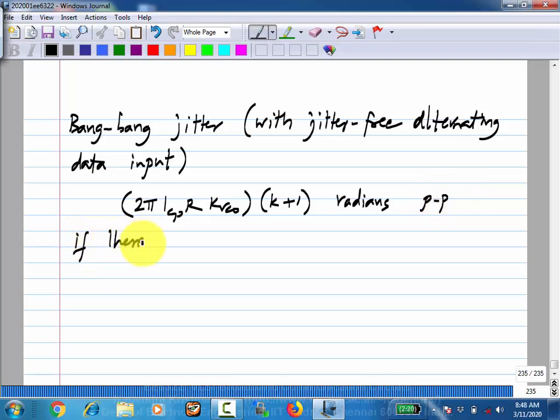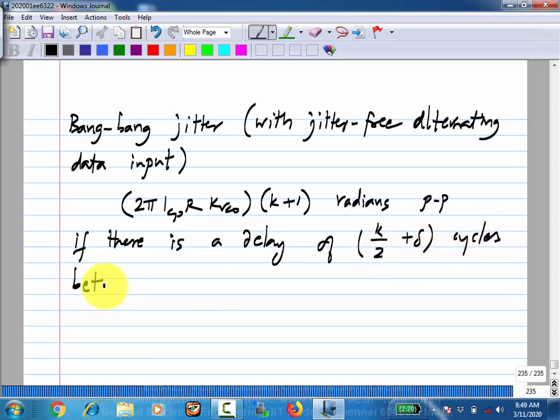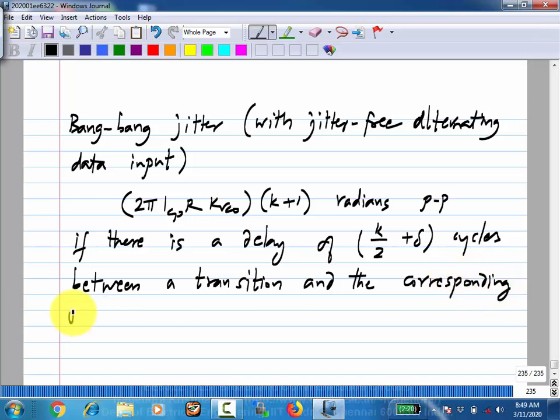If there is a delay of K by 2 plus delta cycles between a transition and the corresponding up or down signals. Okay. So this is what is known as bang jitter. Of course, you can express it in radians, you can also express it in UI or seconds or whatever.